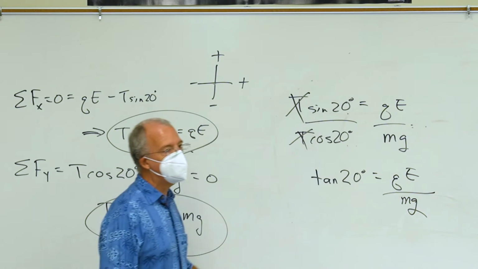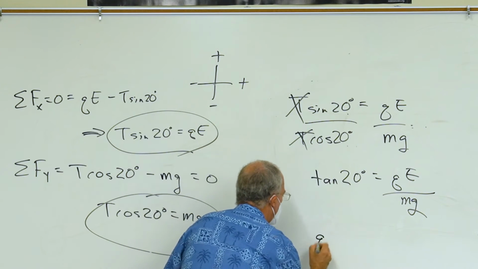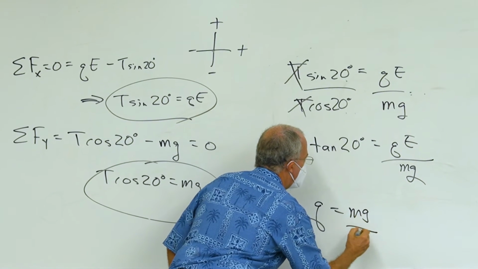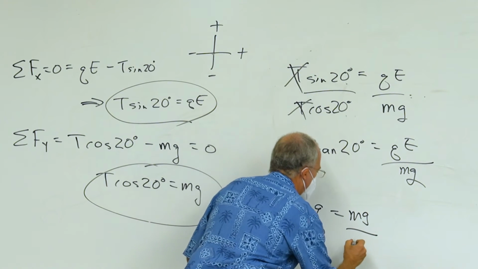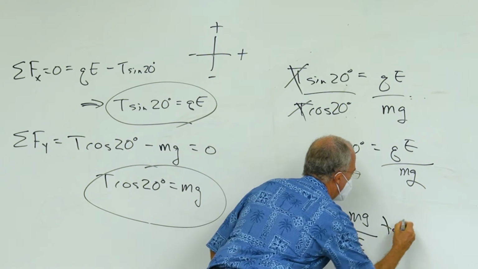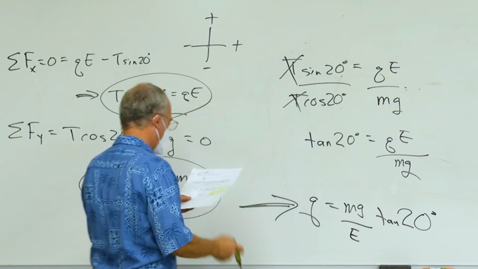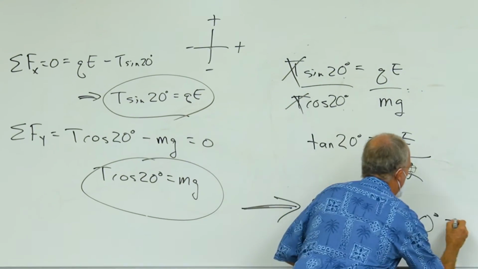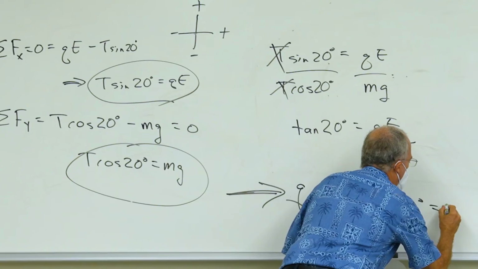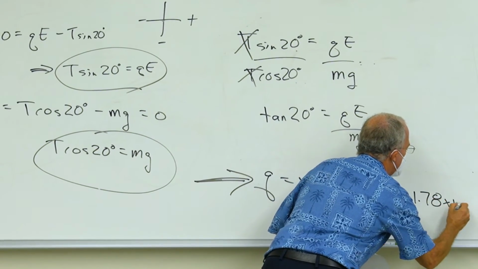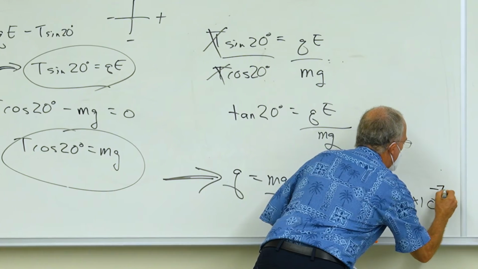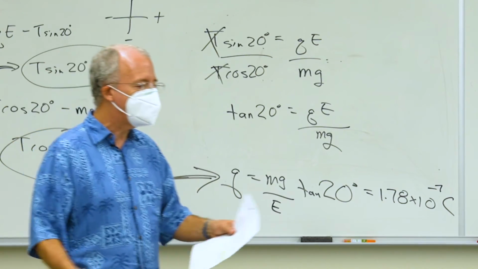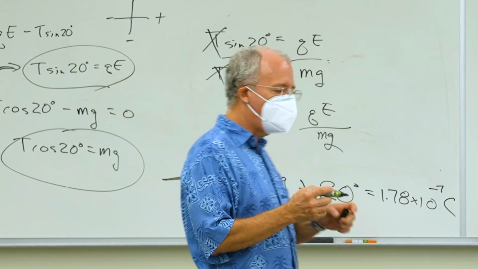So tangent 20 equals QE over mg. And what are we looking for? Q. All right, so Q equals mg divided by E times tan 20. Okay? And if you really want to know, that comes out to be 1.78 times 10 to the negative 7 coulombs. A coulomb is a lot of charge, so most of the time we're going to have microcoulombs and nanocoulombs and things like that.